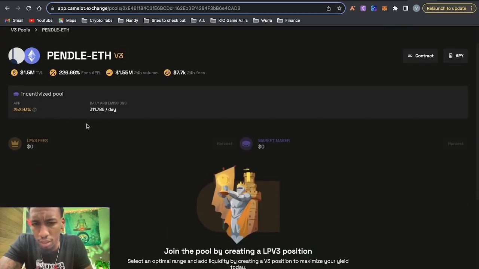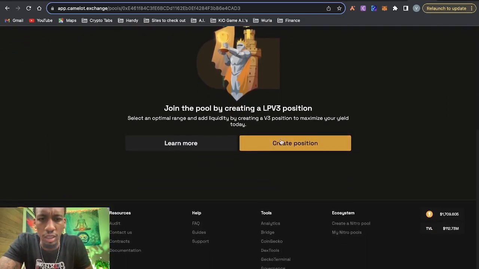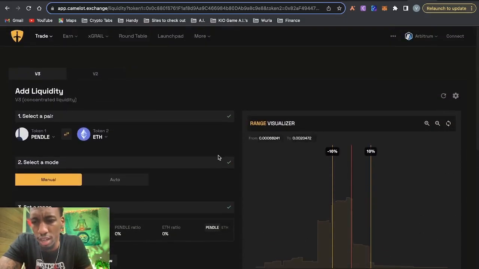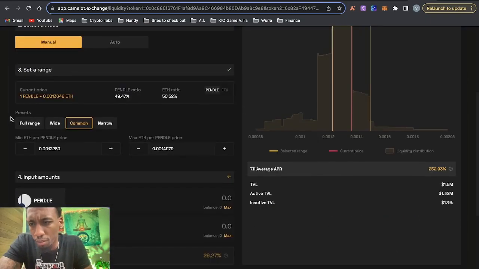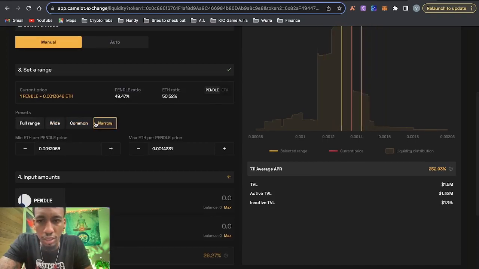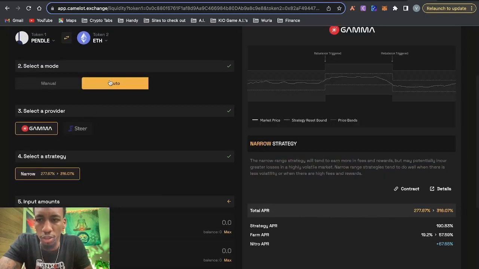Market maker, swap fees, okay. And then let's see, we create position. Remember, this is concentrated liquidity, so you can do manual and pick your own range. But you can also do full range, which I don't recommend, wide range, narrow range, or you can do auto, which they allow you to manage on Gamma, and it gives you the APR and all of the yields down here. So you get a Nitro pool because they are in a partnership with Pendle. Remember, their Nitro allows projects to have their own pool permissionlessly, right? So the strategy APR, farm APR, Nitro APR.